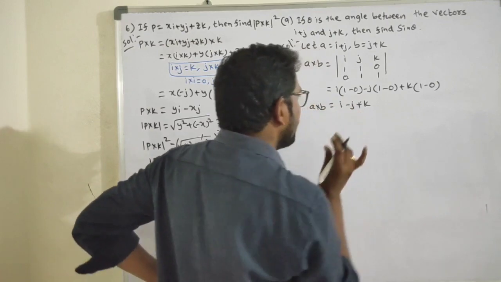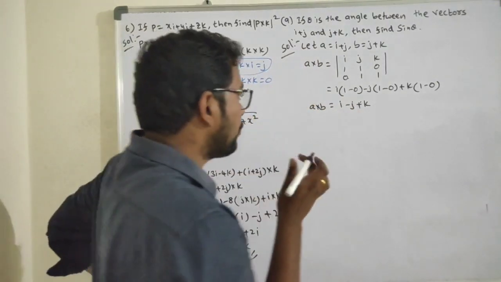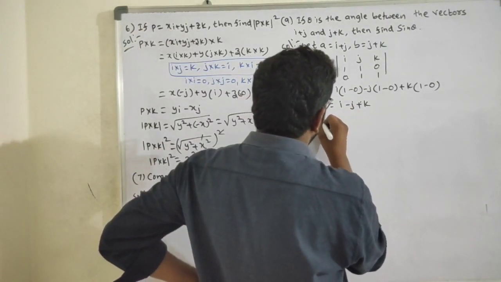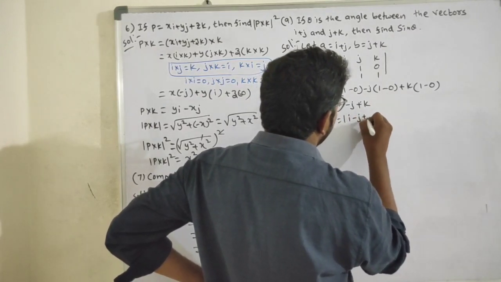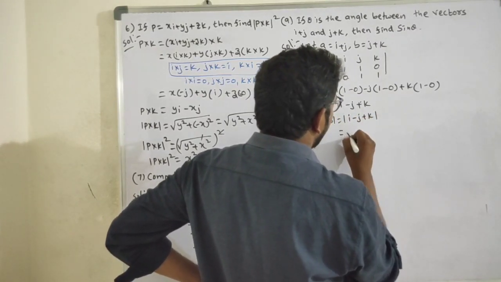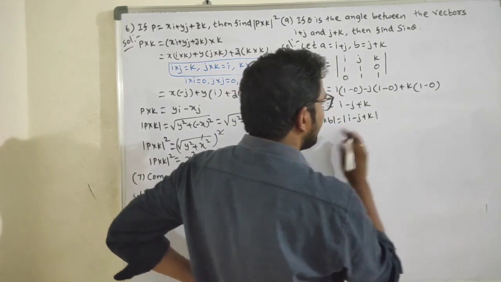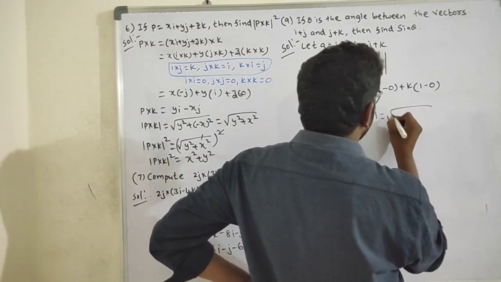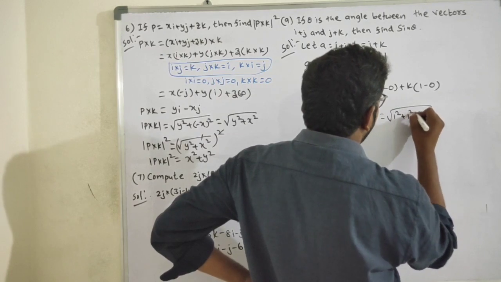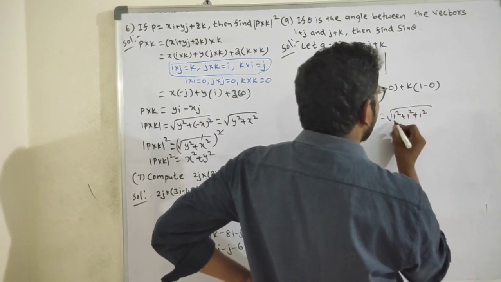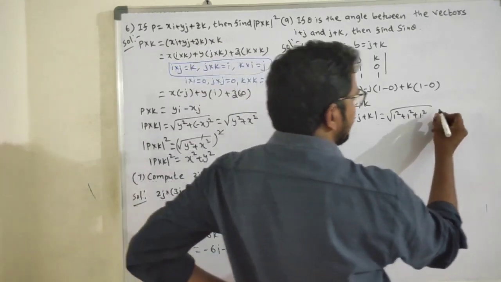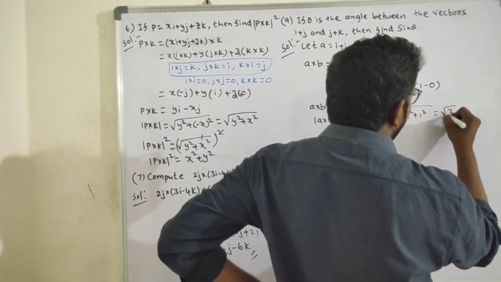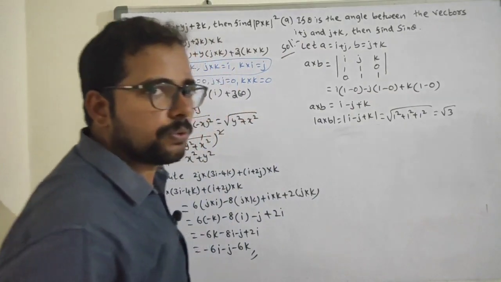A cross B. Next find modulus A cross B. Modulus A cross B is equal to modulus I minus J plus K, which is equal to under root of 1 square plus 1 square plus 1 square. 1 square value 1, 1 square value 1, plus 1 square value 1, so we will get root 3. Modulus A cross B is equal to root 3.